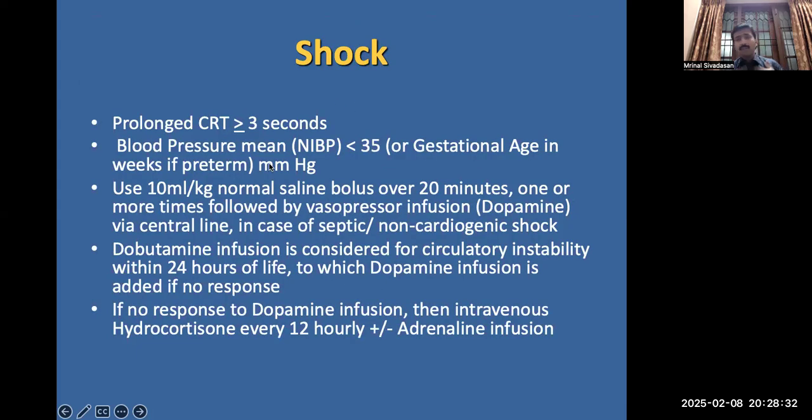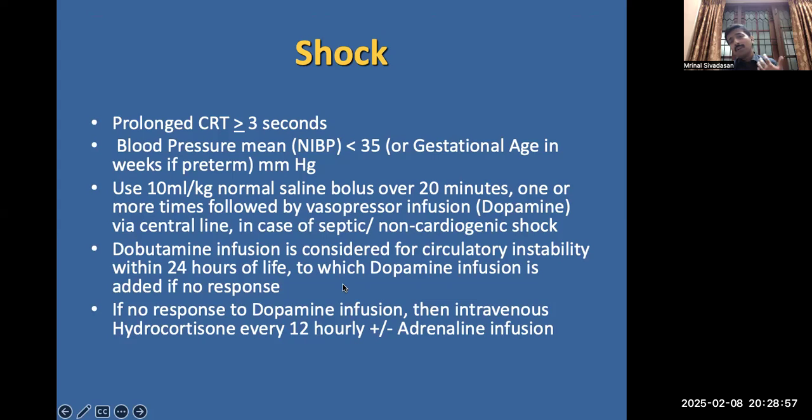So again, speaking about shock, how will you identify it? The capillary refill time may be prolonged more than 2 seconds and the blood pressure is less than 35. In such babies, you may have to give a normal saline bolus followed by a vasopressor infusion like dopamine in case of septic or non-cardiogenic shock. If you are suspecting cardiogenic shock, then dobutamine is the first option if the blood pressure is normal.